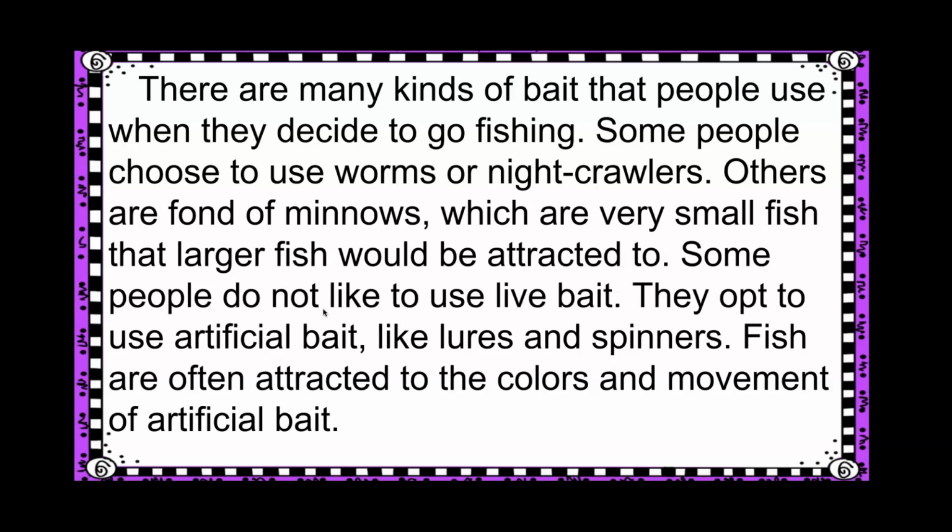Some people do not like to use live bait. They opt to use artificial bait, like lures and spinners. Fish are often attracted to the colors and the movement of artificial bait. I want you to think about, what would be a good main idea for this passage? Okay, I know that there's fishing, and I know there's different kinds of bait.